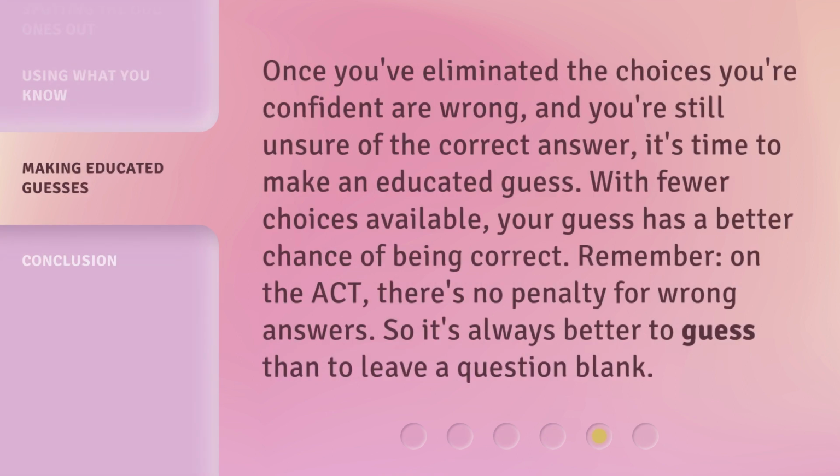Once you've eliminated the choices you're confident are wrong, and you're still unsure of the correct answer, it's time to make an educated guess. With fewer choices available, your guess has a better chance of being correct. Remember, on the ACT, there's no penalty for wrong answers. So it's always better to guess than to leave a question blank.